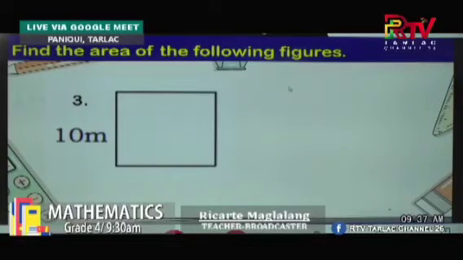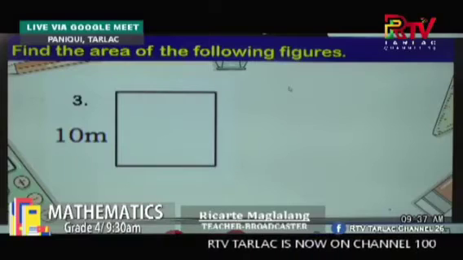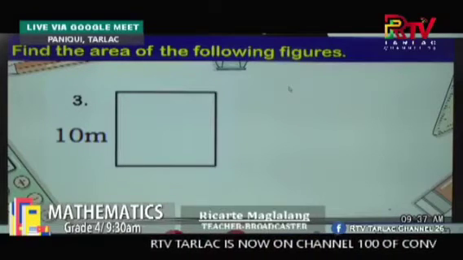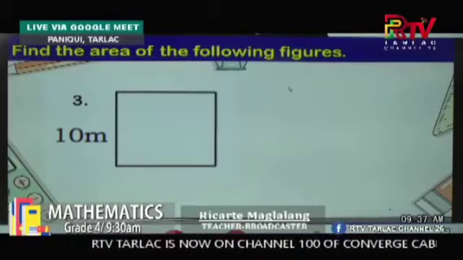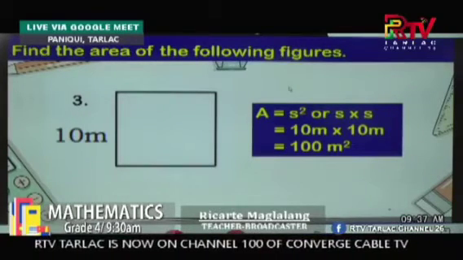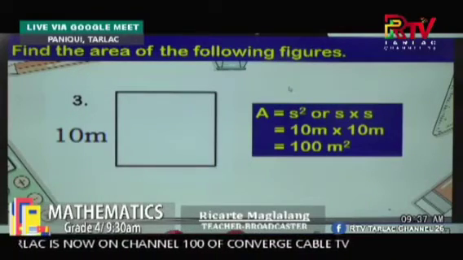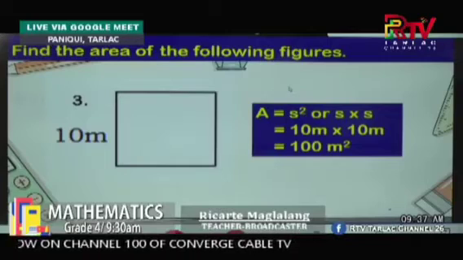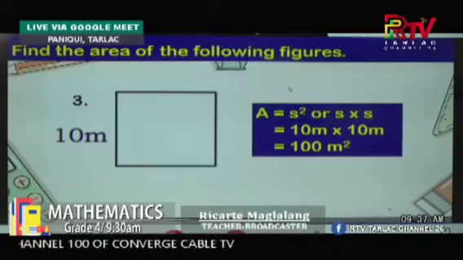For figure 3, the side length is 10 meters. What is the area of the figure? A equals S squared, or S times S. The side length is 10 meters. So 10 times 10 equals 100 square meters.